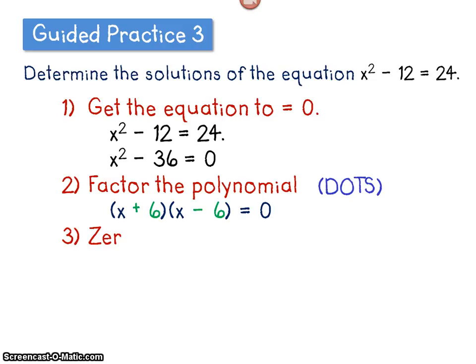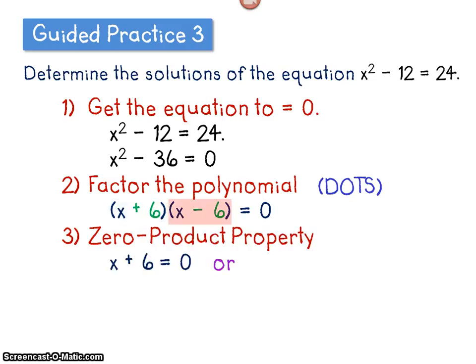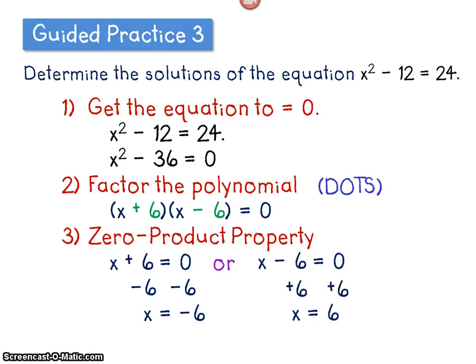Again, zero product property. So either the x plus 6 is equal to 0, or the x minus 6 is equal to 0. Solve them separately. Subtract 6 from both sides, x equals negative 6. Or add 6 to both sides, and x equals positive 6. So our solutions are x equals negative 6 or x equals positive 6.